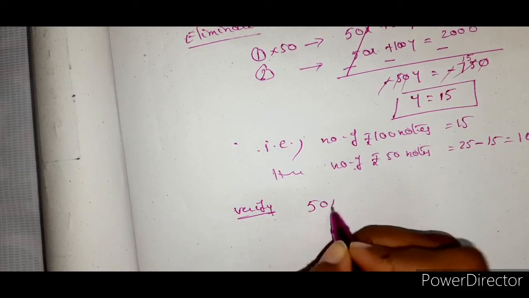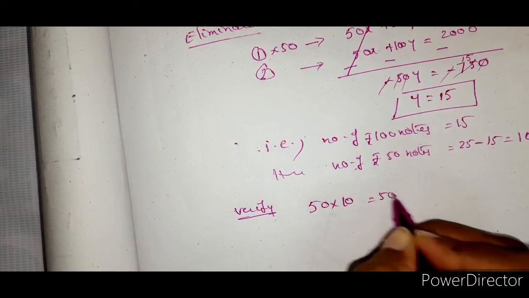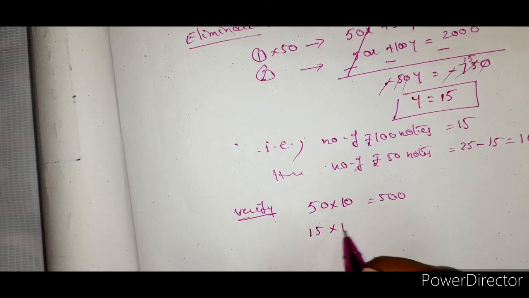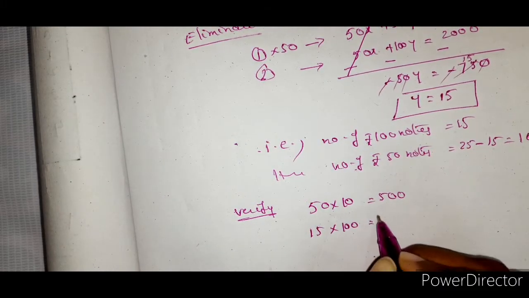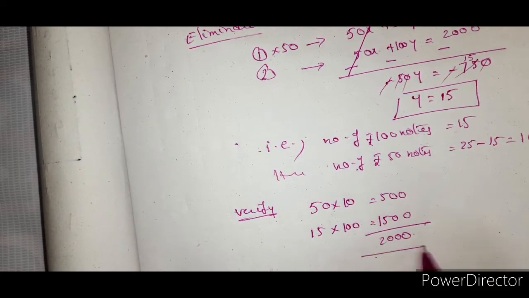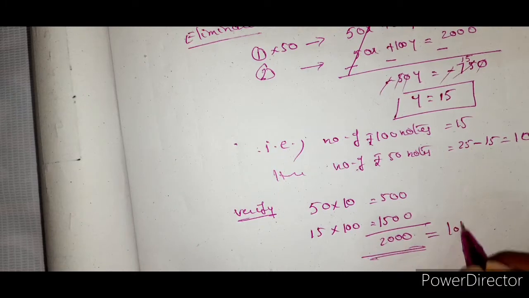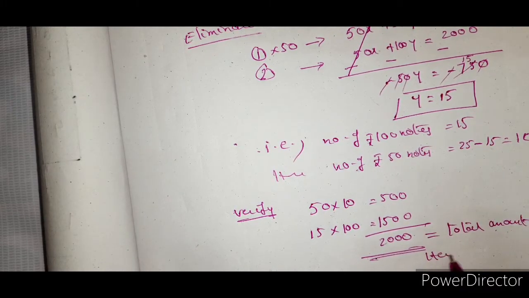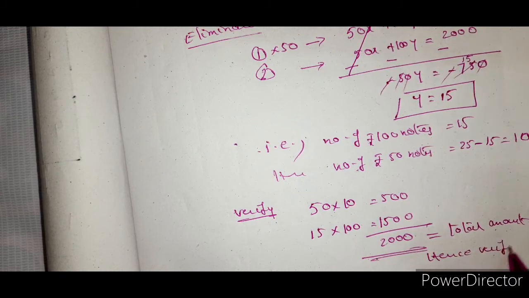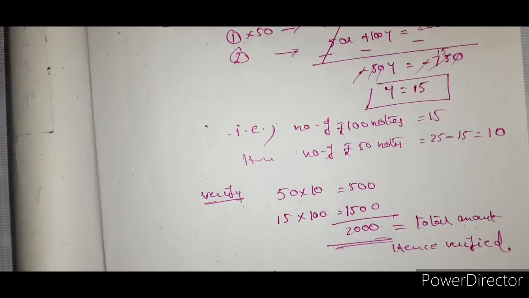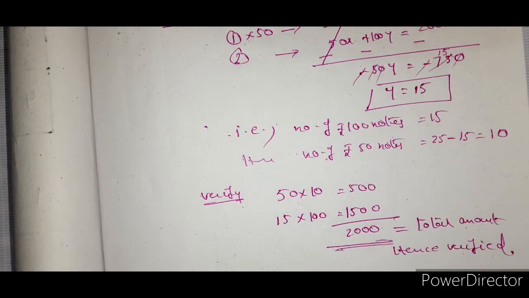Right? 50 into 10 is equal to 500, right? And now, 15 into 100 is equal to 1500. So, total is 2000. So, this is equal to the total amount. Hence, verified also. So, we are only checking whether the answer we got is practically correct or not.